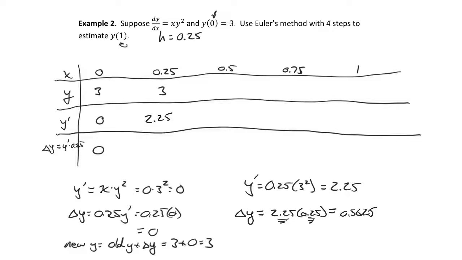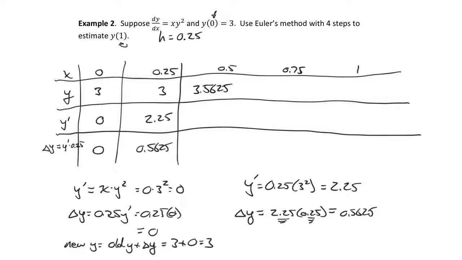0.5625. Okay, now it's going to get messy here because our numbers are getting big. We're going to take our old y value, 3, add it to the 0.5625. So that's pretty easy to calculate. That's 3.5625.